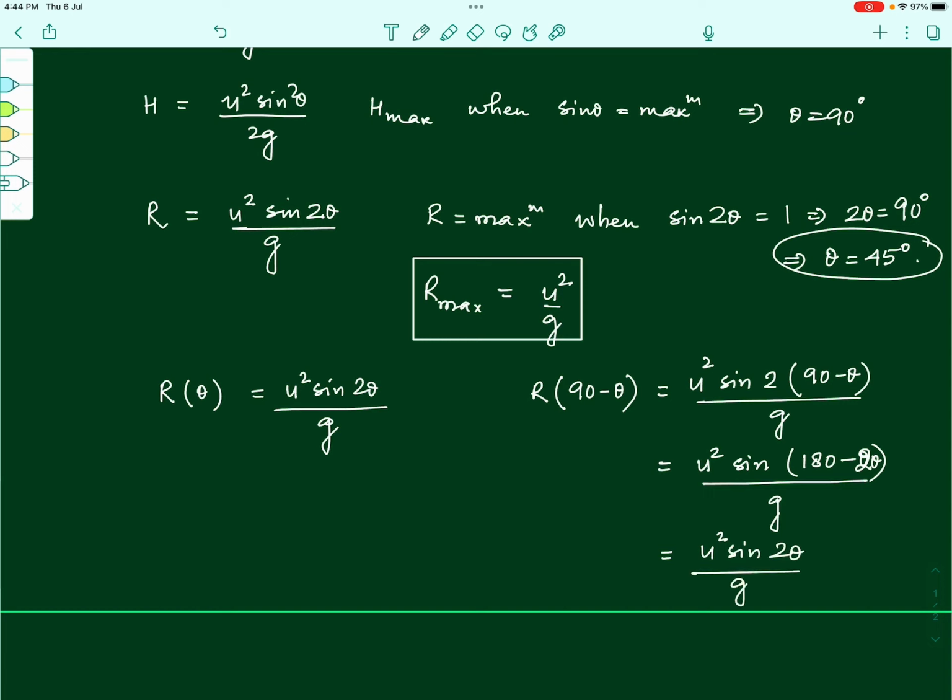Isn't it so? What do we see? We see that the range for an angle of projection 90 minus theta is coming out to be the same as the range for an angle theta. See, it is the same as this value.